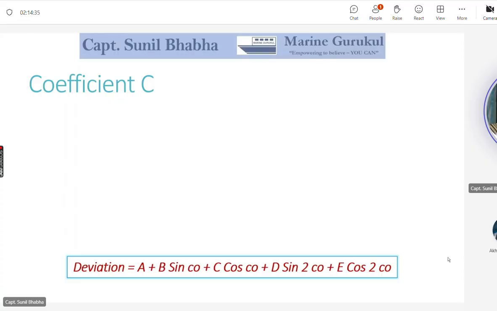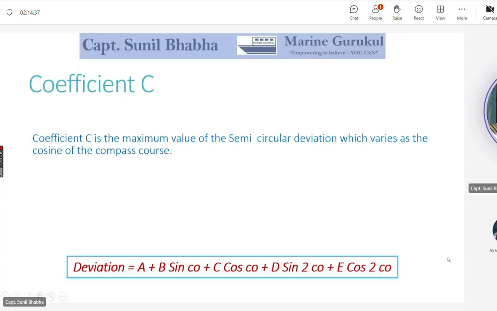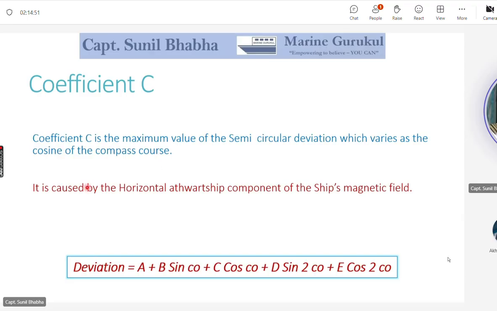Now let's move on to our next coefficient, which is coefficient C. Coefficient C is the maximum value of the semicircular deviation, which varies as the cosine of the compass course. It is caused by the horizontal athwartship component of the ship's magnetic field.